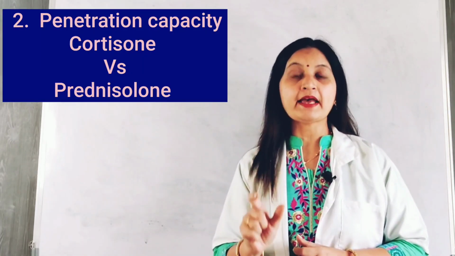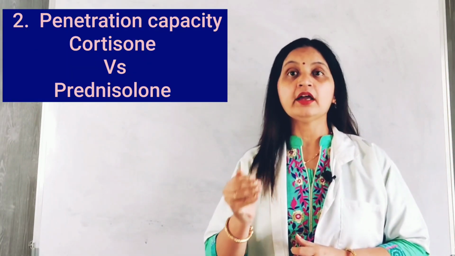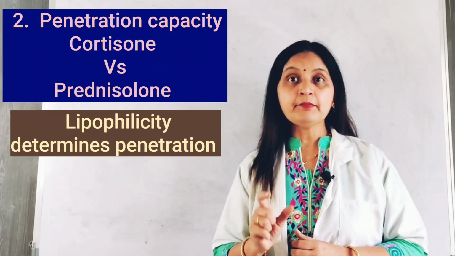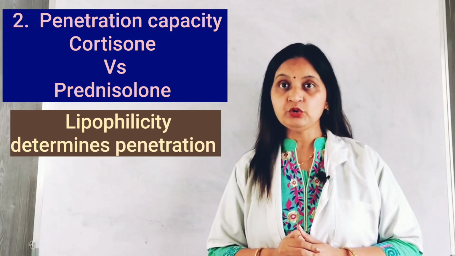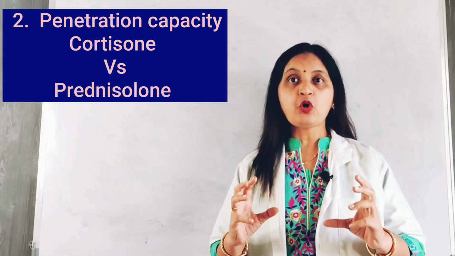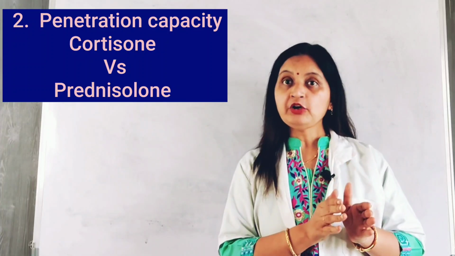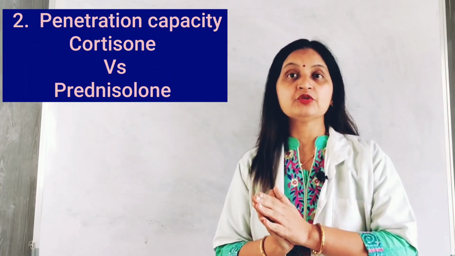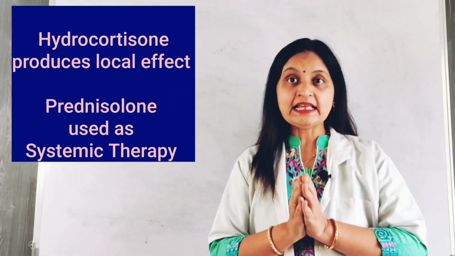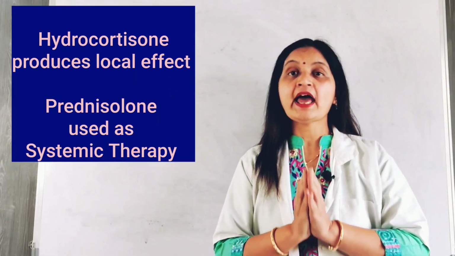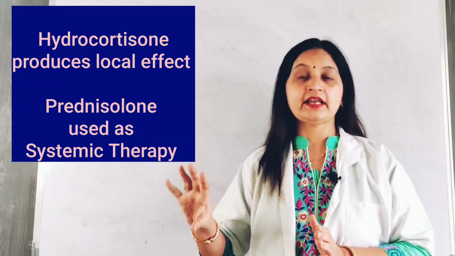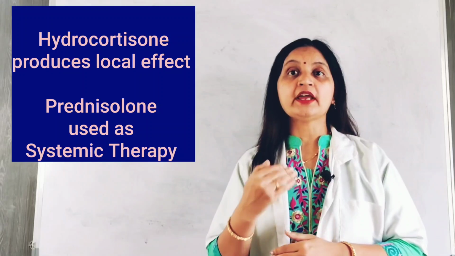The second factor that is taken into consideration is the penetration capacity, the penetration through the cornea into the eye, and this depends upon lipophilicity. So lipophilicity determines the penetration capacity through the cornea, and if we compare hydrocortisone with prednisolone, hydrocortisone is a more lipophilic agent, so it easily penetrates through the cornea into the eye and produces local effects with fewer side effects. Whereas prednisolone has less penetration through the cornea and is more preferred as a systemic therapy. They are used orally, they are used intravenously.